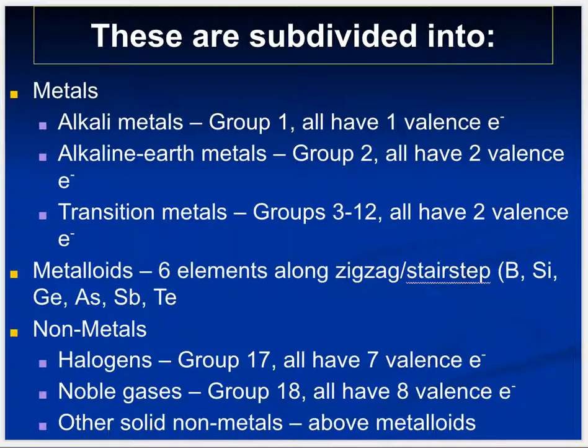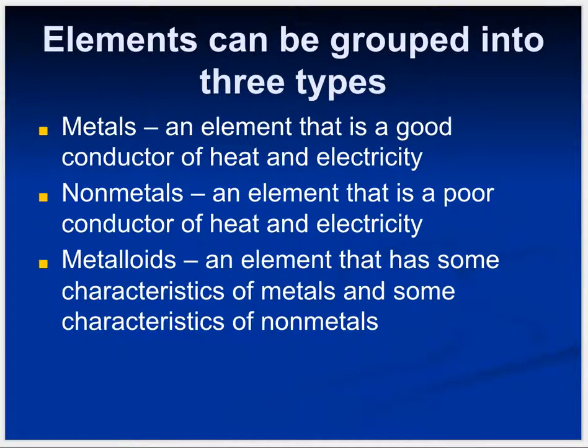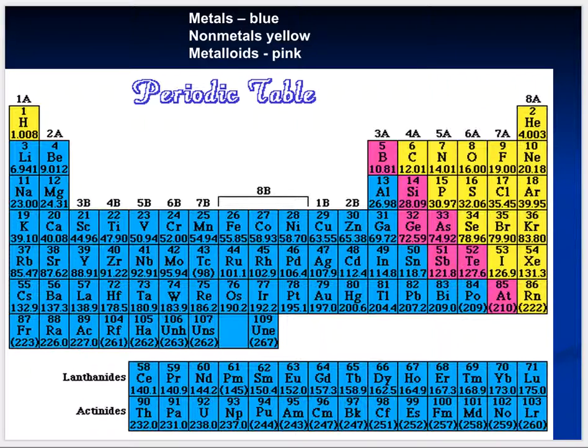The last thing you need to know before you come to class on Thursday is that elements can be grouped into 3 types. We have metals, nonmetals, and metalloids. And when you look at them on a periodic table, they'll be arranged this way, with the metals here in blue. The metalloids will be on the stair step, starting with boron. And then the nonmetals are yellow, from carbon to the noble gases.